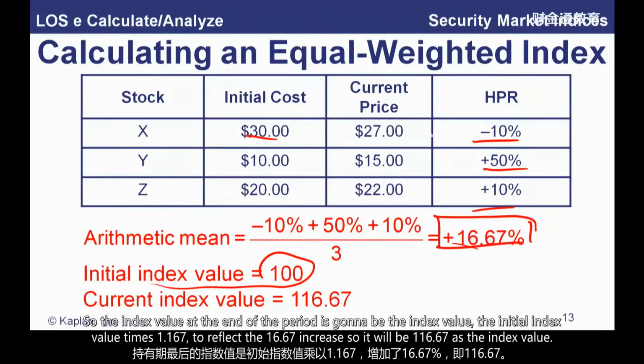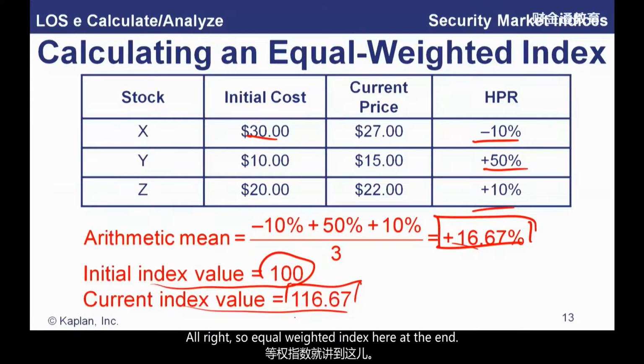So the index value at the end of the period is going to be the initial index value times 1.1667 to reflect the 16.67% increase. So it'll be 116.67 as the index value. All right, so that's an equal weighted index here at the end.